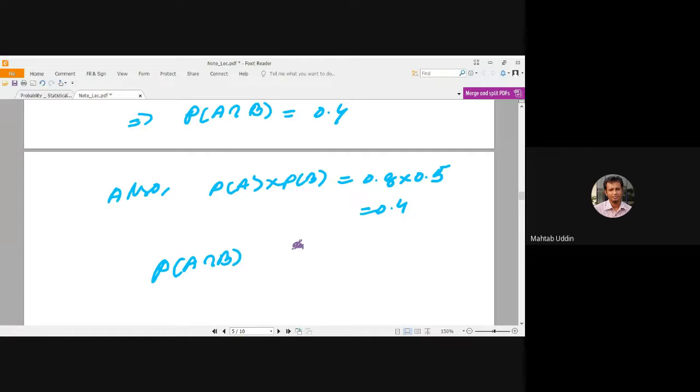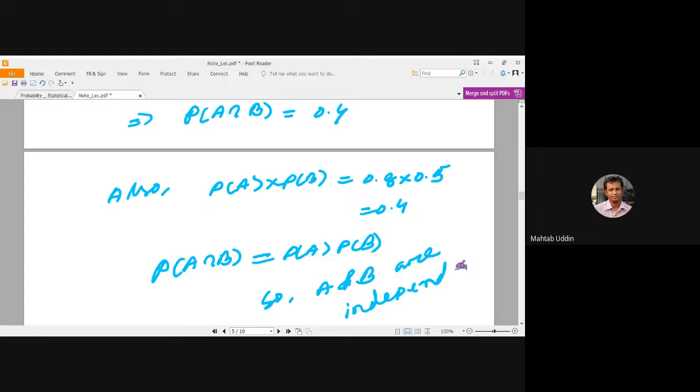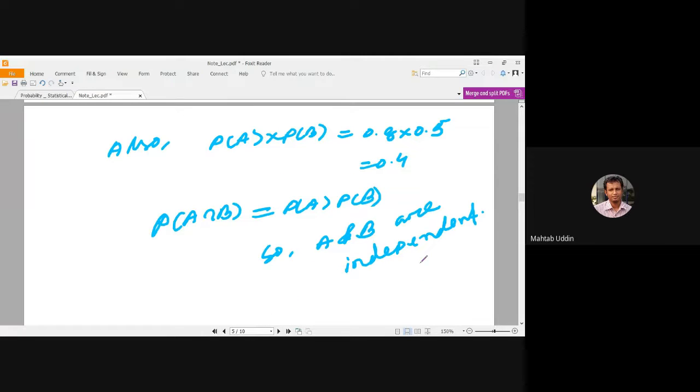This is the answer why. P of A into P of B. So A and B are independent. Clear? কি বুঝা যাচ্ছে? Hello? Yes, sir.